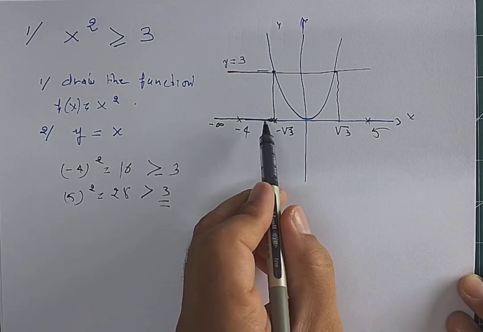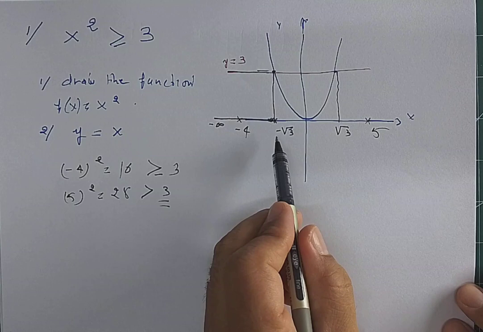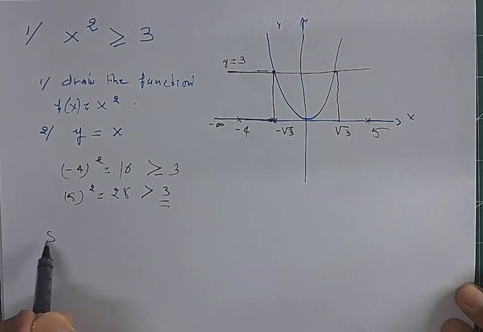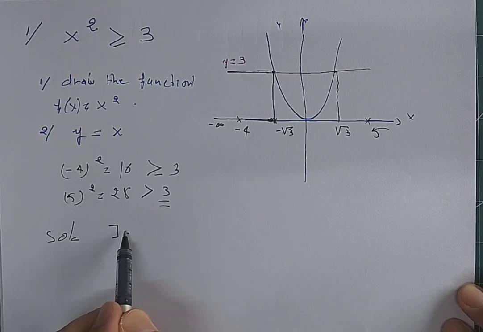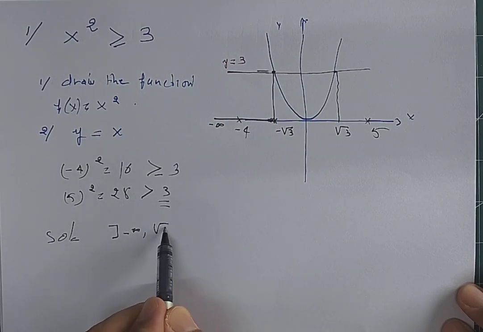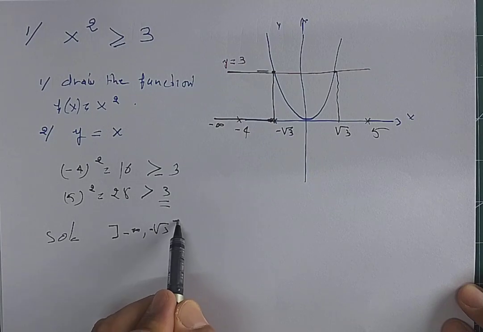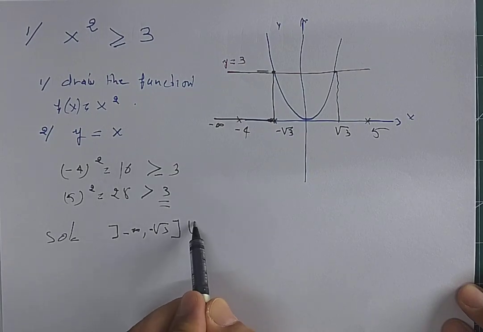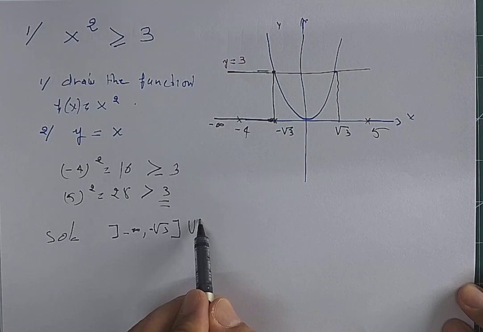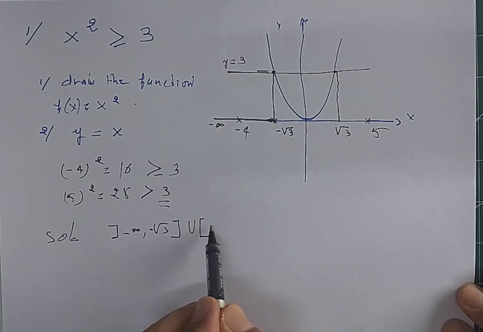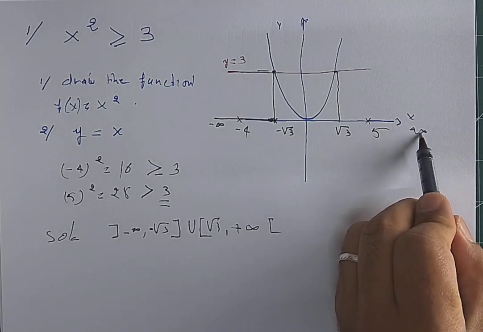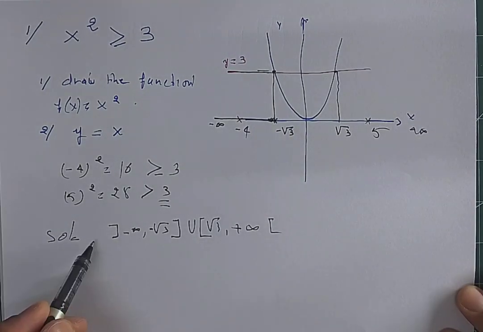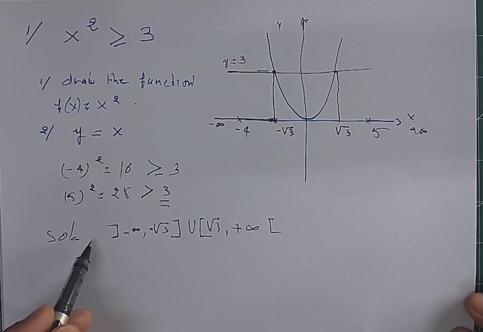Exactly. So I can sum up that the solution of this inequality is minus infinity to minus root square of 3, and also this second part, root square of 3 to plus infinity. This is the first method to give the solution.